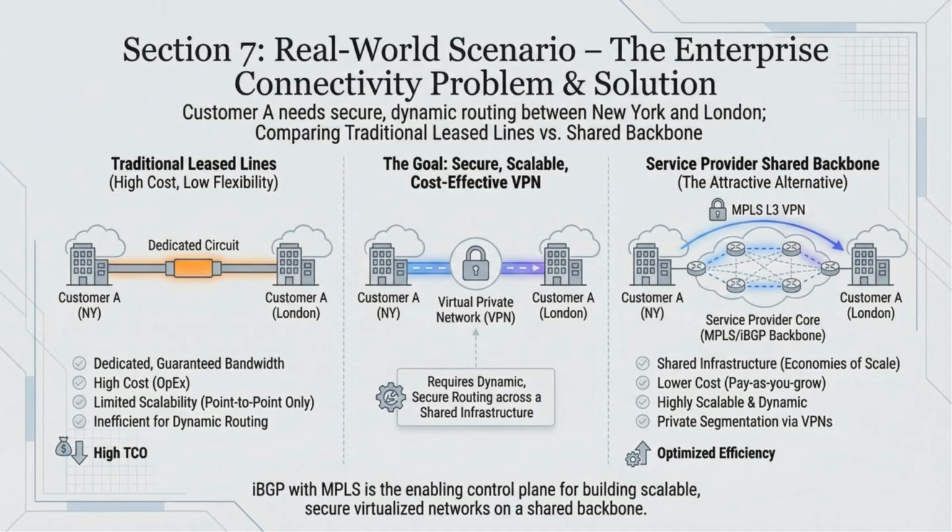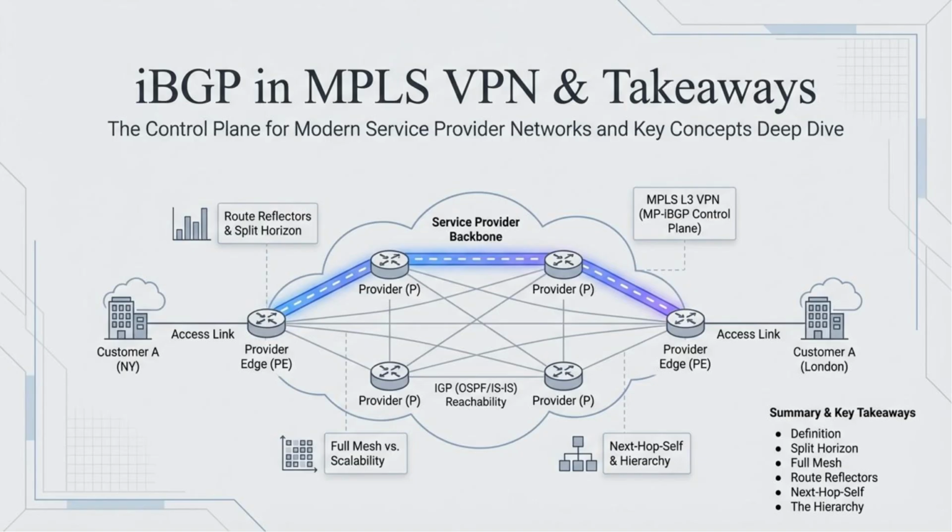Section 7. Real-world scenario, MPLS Layer 3 VPNs. Let's look at the ultimate use case for iBGP. Why do we go through all this trouble? Consider a service provider offering MPLS Layer 3 VPN services to customers. Customer A has an office in New York and an office in London. They want them to talk privately.